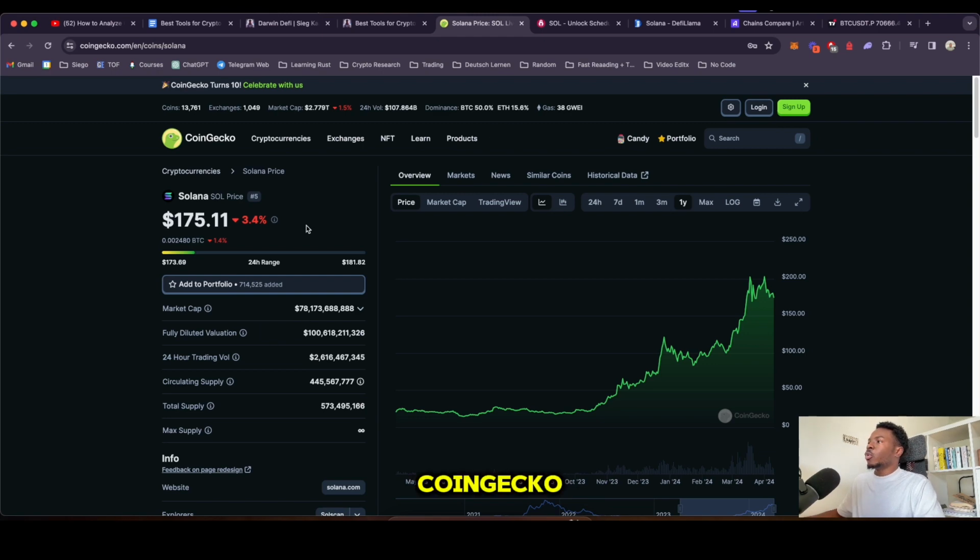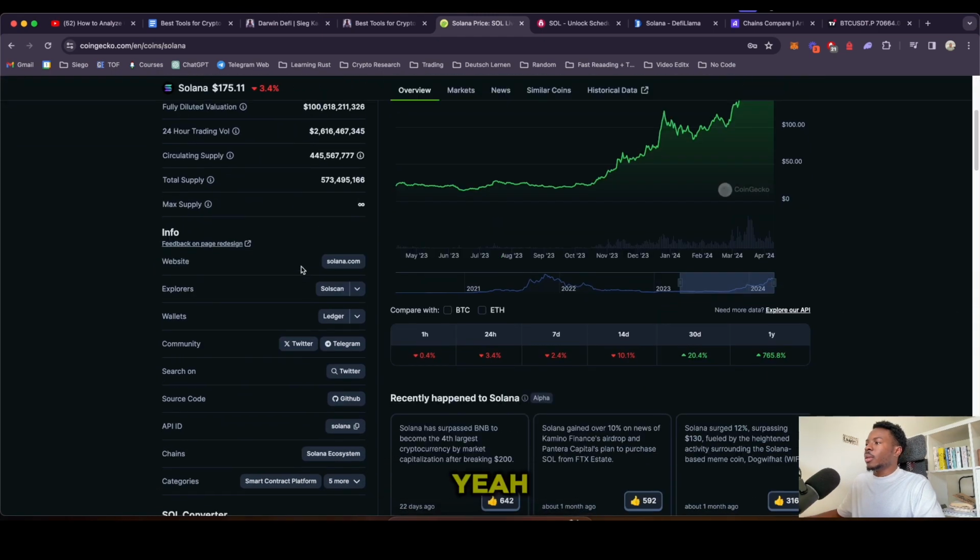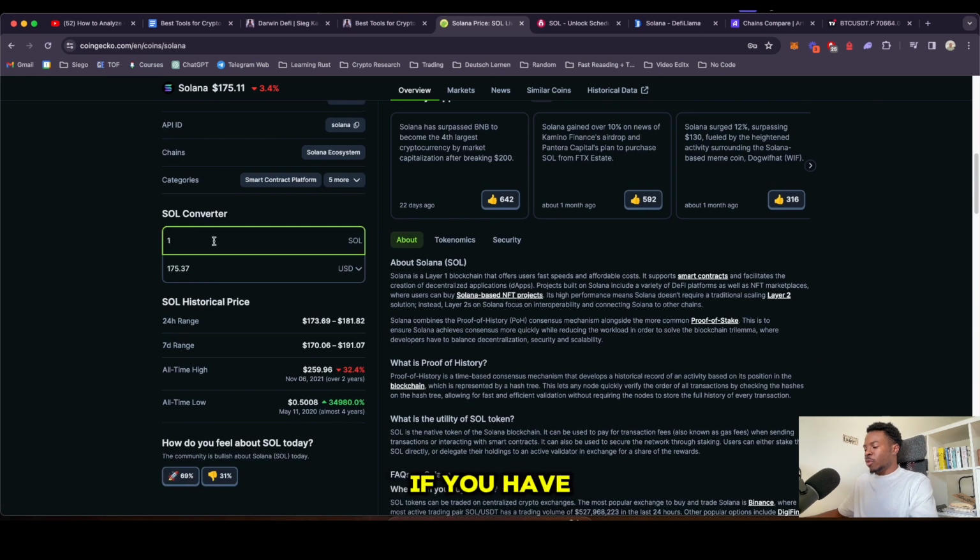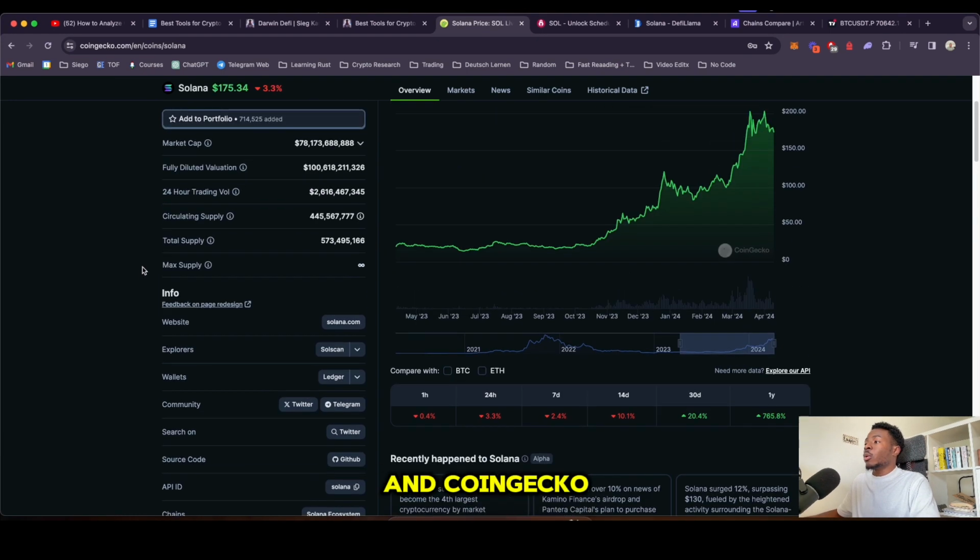Yeah, so on Coingecko, you can see a lot of these metrics. And you can also even convert. For example, if you have 10 SOL, you can see that it's like 10 times this. You have 1,000, or like, I don't know, a random number like 4,500 and something. You get the point. You can know how much your coins are worth right now. And Coingecko allows you to know that.